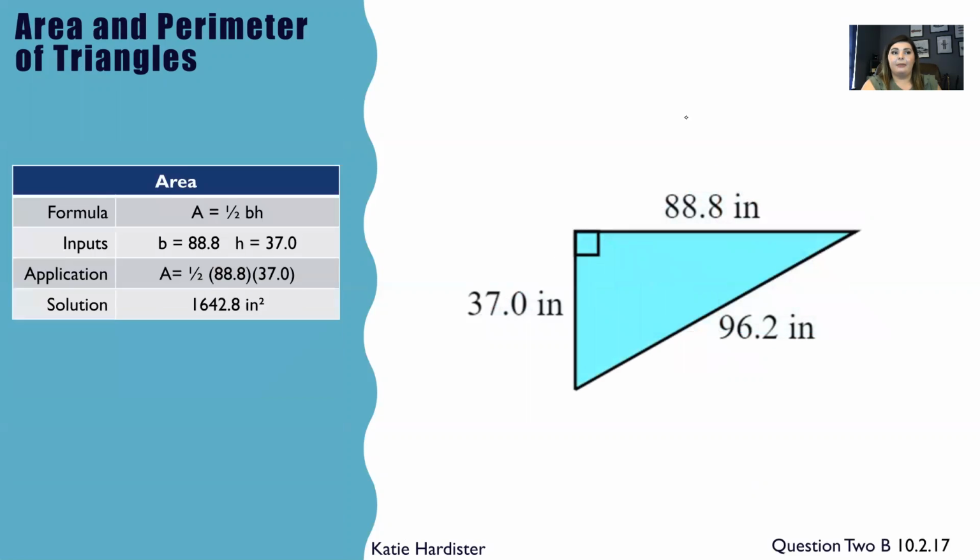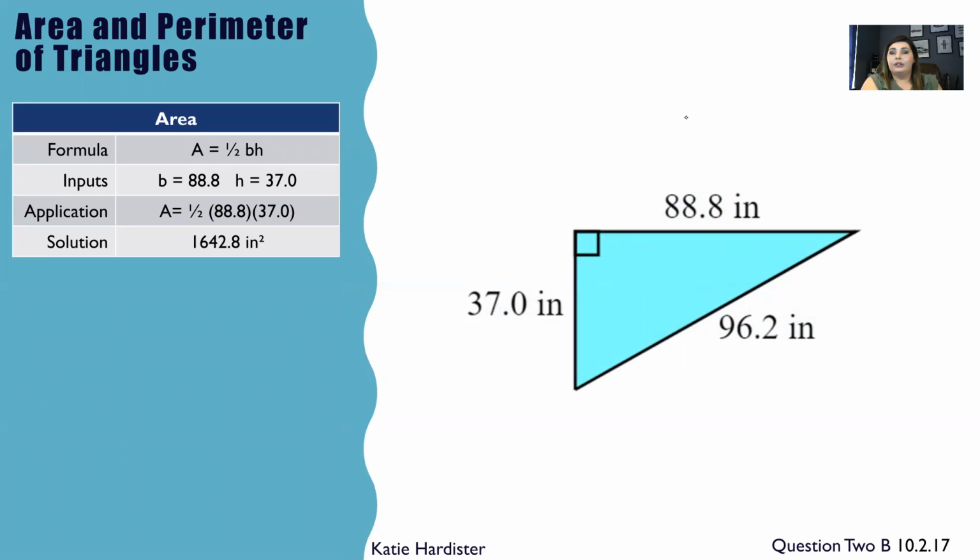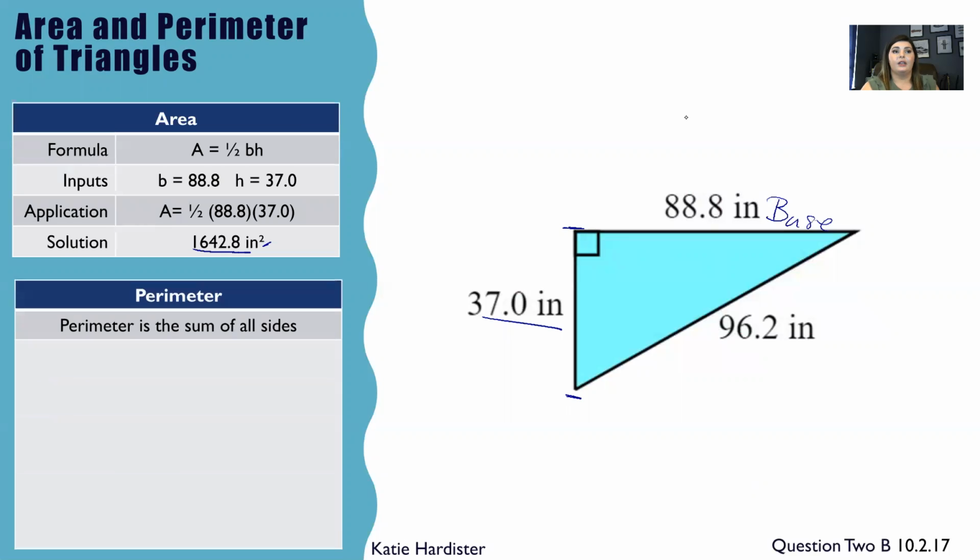But what about this shape? It looks just the same, but of course our formula will differ. We just input that base, which is going to be here, and then our height is going to be this right here, our 37. When we put them into the formula, we'll end up with 1,642.8 inches squared. But what about the perimeter? So let's add that up.